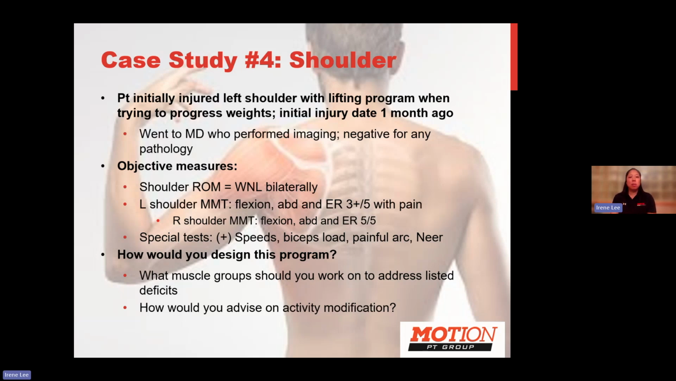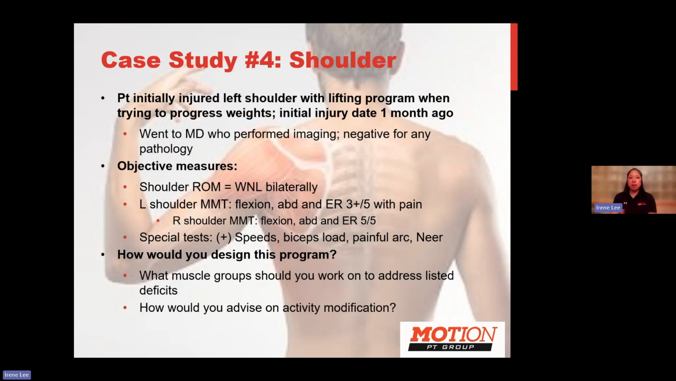His left shoulder MMT for flexion, abduction, and ER is a three plus out of five with pain, whereas the right side is all 5 out of 5 and pain free. When I do my special tests with him, he is positive in Speed's, biceps load, painful arc, and Neer. So, knowing all of this, how would you design the program?